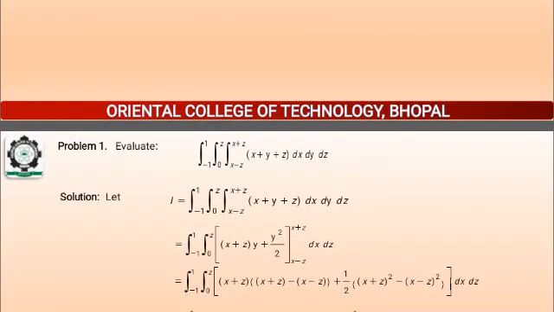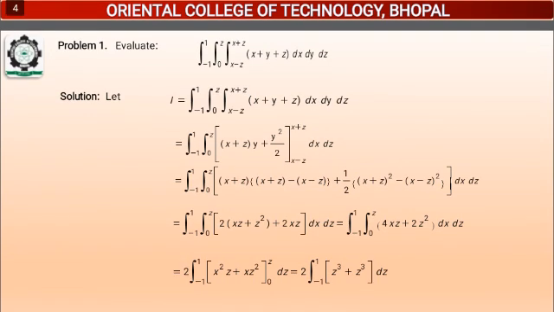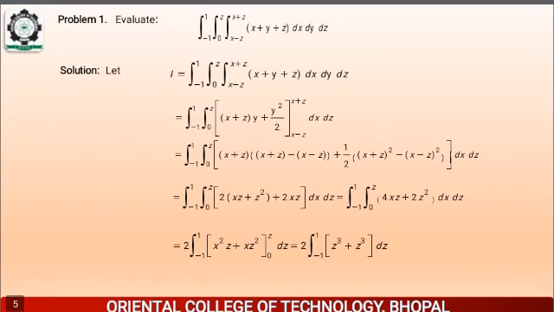Question first: evaluate the triple integration from minus 1 to 1, 0 to z, x minus z to x plus z, of (x plus y plus z) dx dy dz. Here we integrate first with respect to y, and the integral becomes (x plus z)y plus y square upon 2, from x minus z to x plus z. After solving this, we integrate with respect to x, and we have x square z plus x z square, with limits 0 to z, dz.